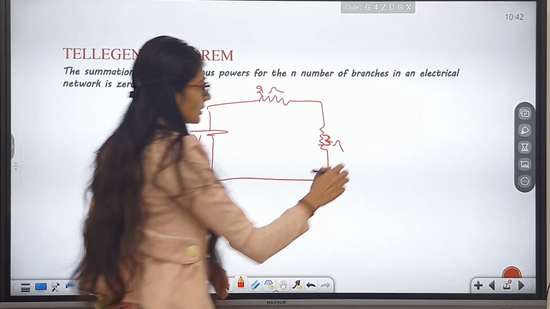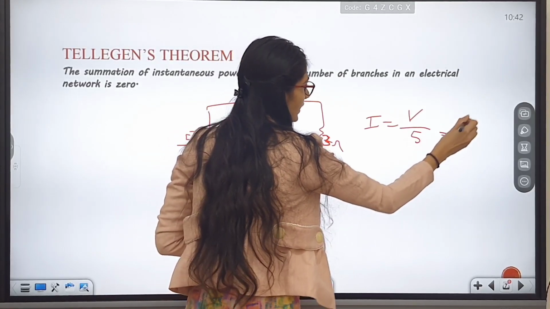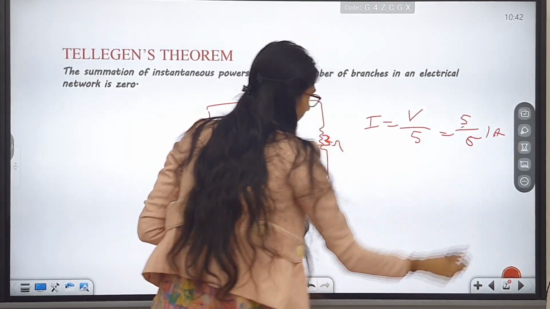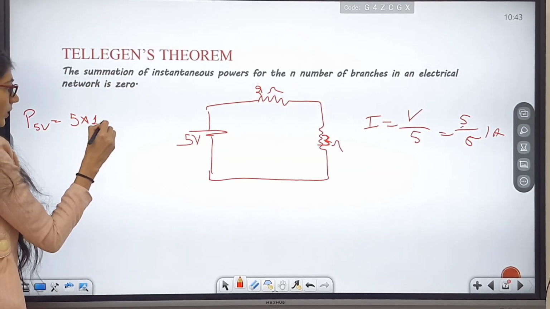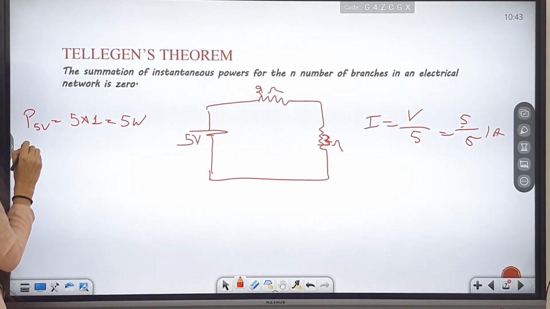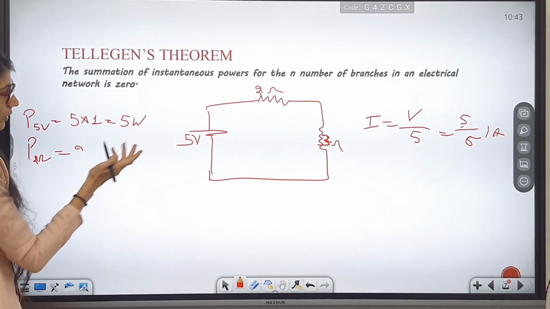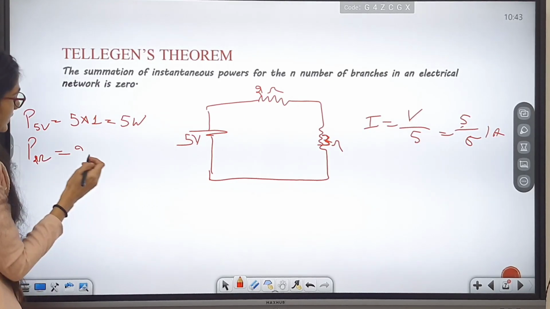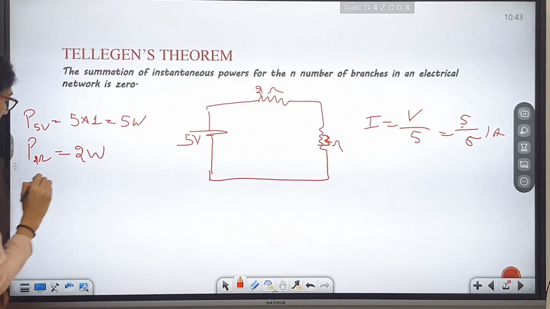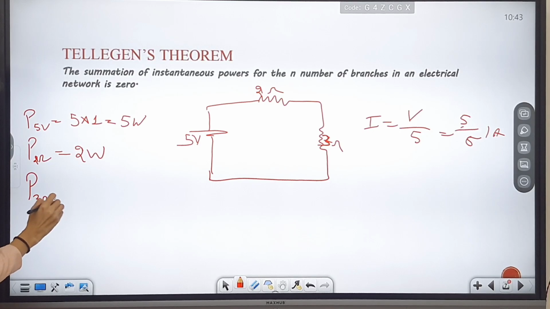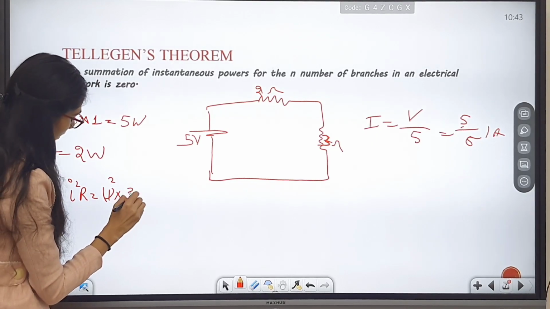Here, if we find the current, it will be V upon R equivalent, which is 3 plus 2, 5. Voltage is 5, so 5 upon 5 is equal to 1 ampere. The power associated with the 5 volt source is 5 into 1, which is 5 watt. The power associated with the 2 ohm resistance is I square R, or V square upon R. We will do it with I square R. I square is 1, times 2, so it is 2 watt. The power associated with the 3 ohm is 1 square into 3, so 3 watt.